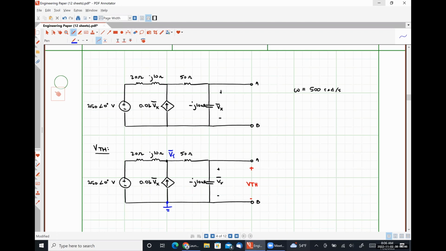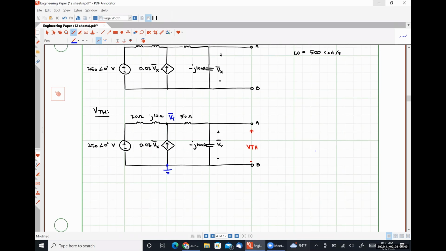All right, so solving for Vy, I'm applying Kirchhoff's current law at node Y. And so this is going to look like Vy minus 250 angle 0 degrees volts divided by 20 plus j10 ohms, minus 0.03 Vx, and we'll have to do something about that in a moment, plus Vy divided by 50 minus j100 ohms is equal to 0.